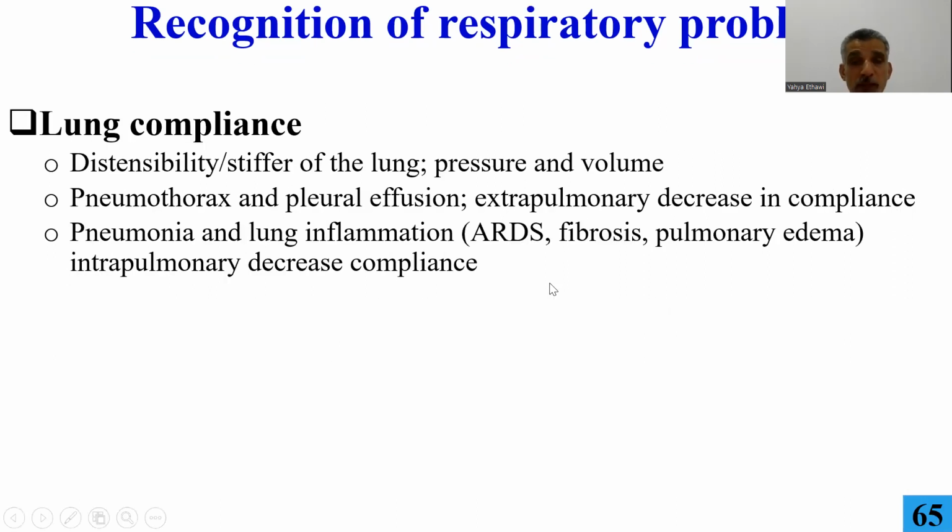Now we will talk about resistance and compliance once we talk about ventilation. The compliance is the distensibility or the stiffness of the lung. So it is controlled by pressure and volume, while the resistance is in the airway, and it's the relation between the pressure and the flow. So flow and pressure, you get resistance; pressure and volume, you get compliance.